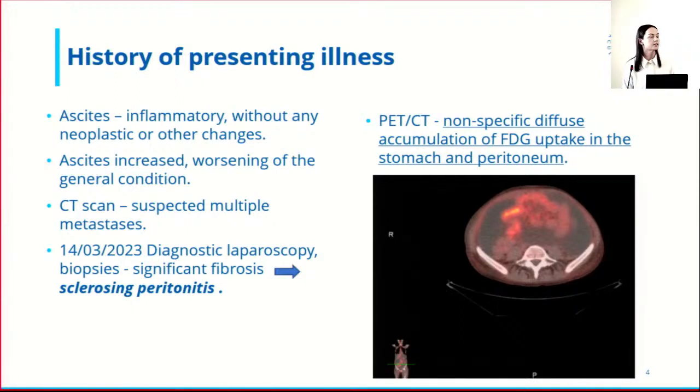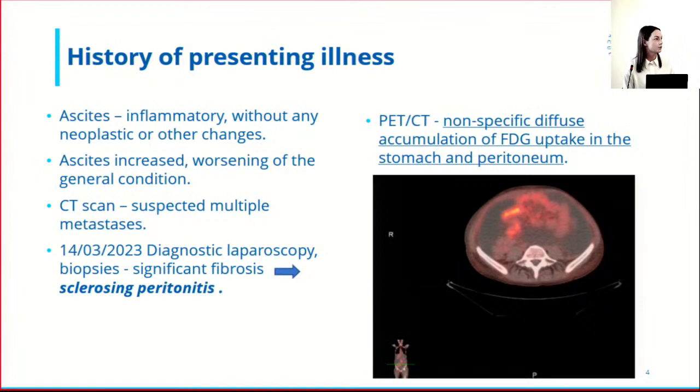Our pathologist examined it and found significant fibrosis with inflammation. And this is the point when we suspected that our patient might have a rare disease called sclerosing peritonitis. So we also performed a PET-CT scan, and non-specific diffuse accumulation of FDG uptake in the stomach and peritoneum was found. Also, in the literature we see that these findings are often seen in patients with sclerosing peritonitis.